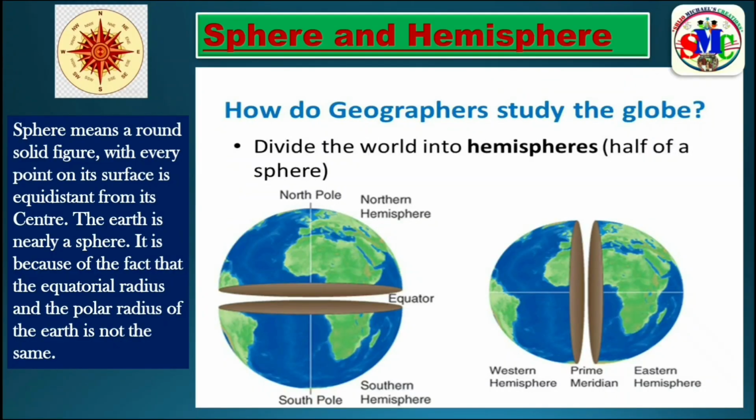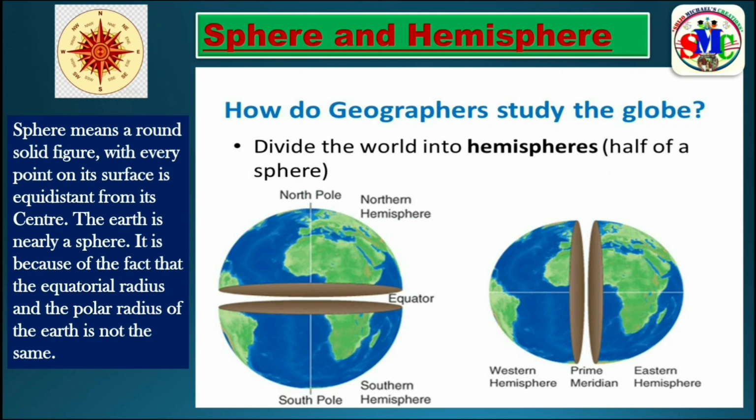Now let us learn about the important concepts sphere and hemisphere. Sphere means a round solid figure with every point on its surface equidistant from its center. The Earth is nearly a sphere, not a complete sphere, because the equatorial radius and the polar radius of the Earth are not the same. Now let us see how geographers study the globe and how they divide the Earth into two hemispheres. Hemisphere means half of a sphere.